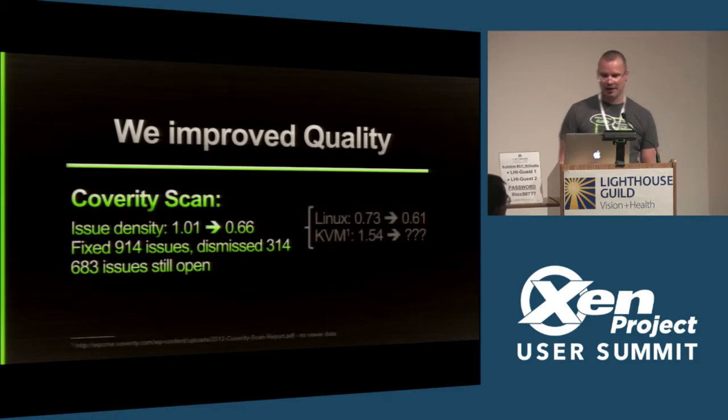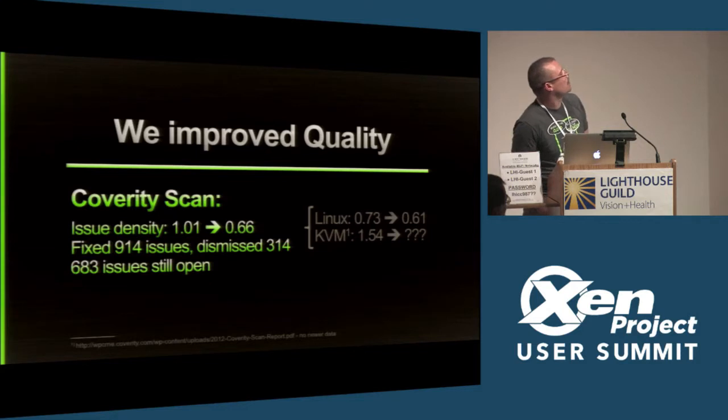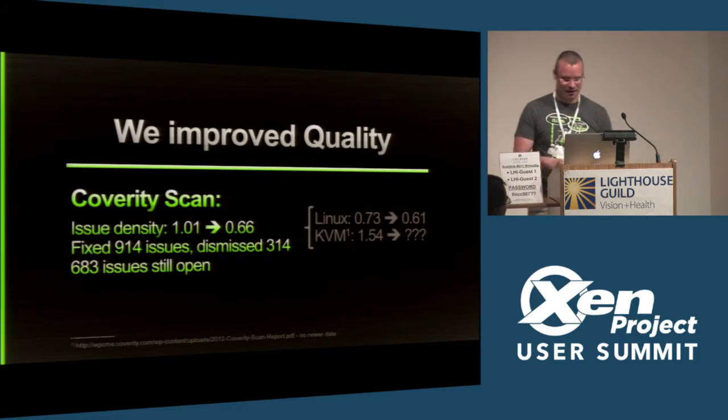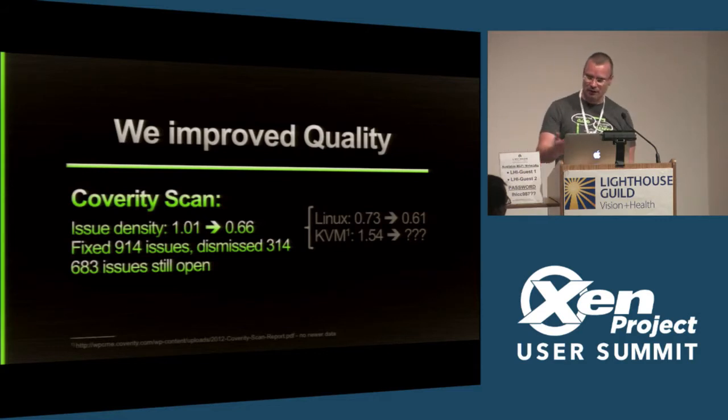If you compare that to Linux, Linux last year had 0.73 and reduced it to 0.61, and KVM, the last public measure was 1.54. I don't know what it is now. They haven't published it, and I can't see KVM figures. But we improved quality, which is great, and there's going to be more of this.